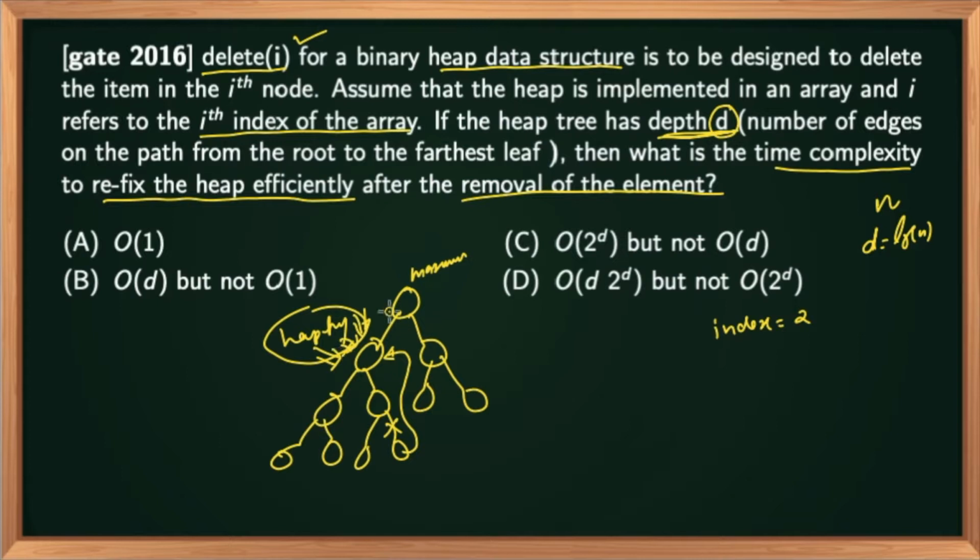I know that the time complexity of heapify will be the height of the tree. In the worst case, you may be deleting an element from the root. In that case, we have to copy that element to the root and then call heapify. So in the worst case, it will take the height of the tree, and it is already given that the height of the tree is d. So it will take order of d time to delete a random element from a heap. It is not constant, it is order of d. So the answer is B.